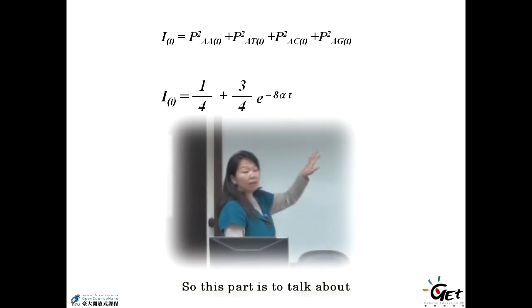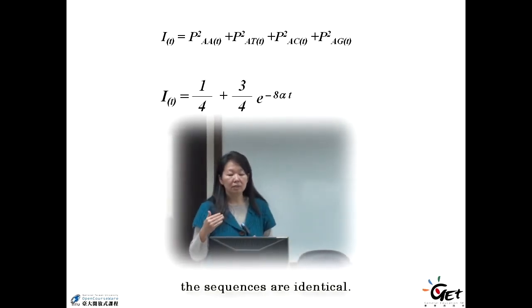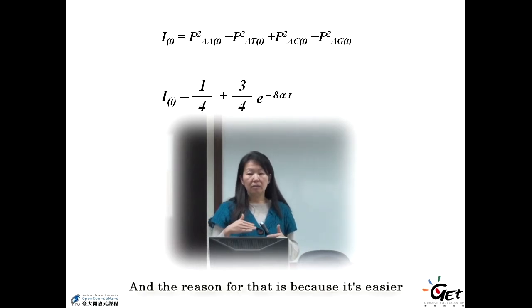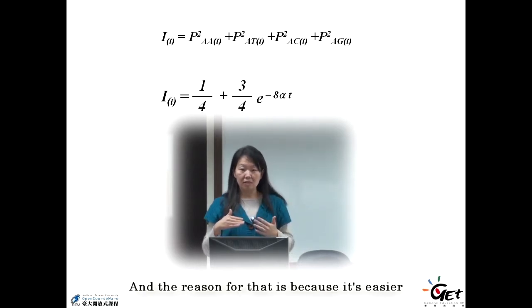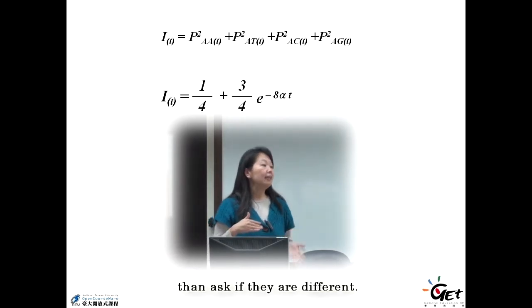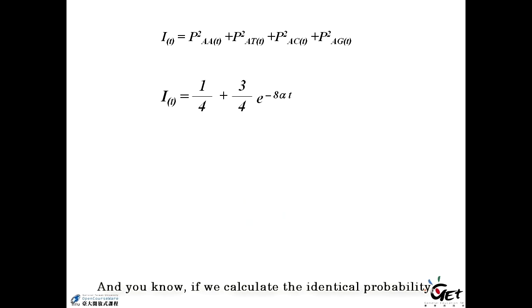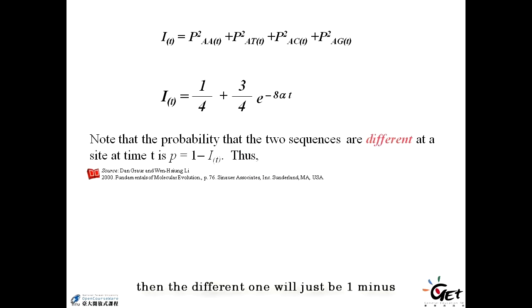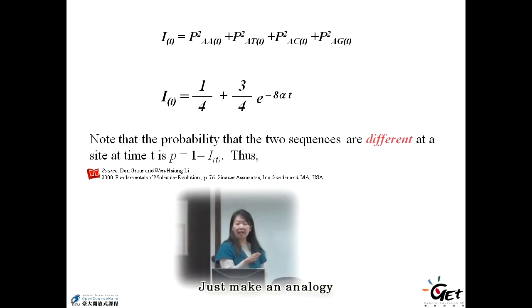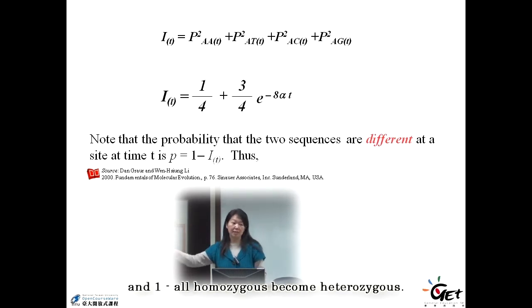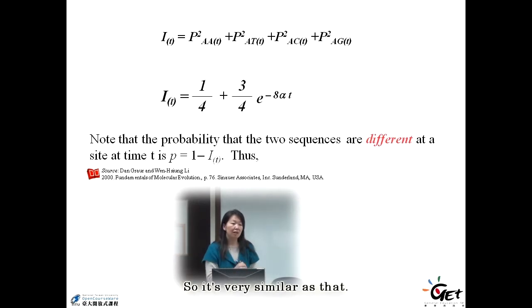Okay, so this part is to talk about the sequences being identical. And the reason for that is because it's easier to calculate this way than if they are different. And you know, if we calculate the identical probability, then the different one will be just 1 minus the identical probability. So that's why we start with the identical one. Just to make an analogy, it's like heterozygosity. We calculate the homozygous, and 1 minus all the homozygous becomes the heterozygous. So it's very similar to that.